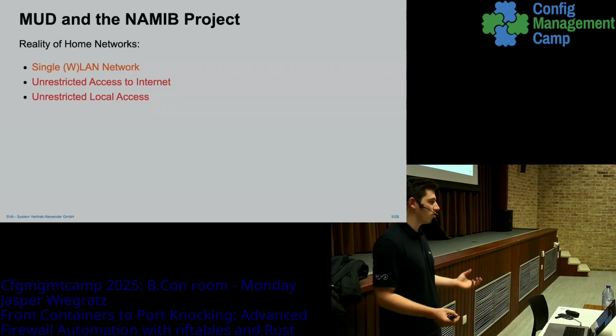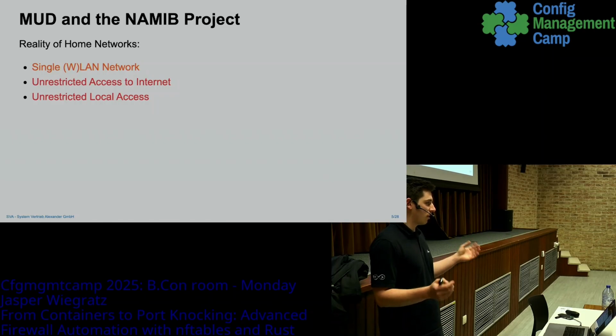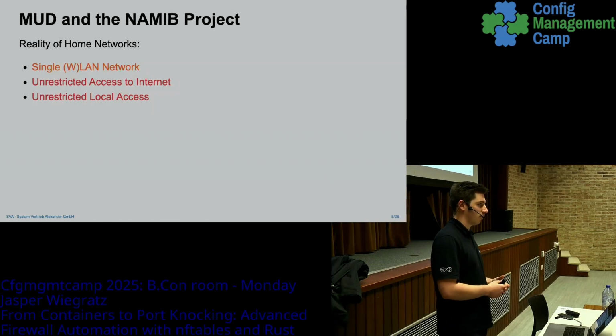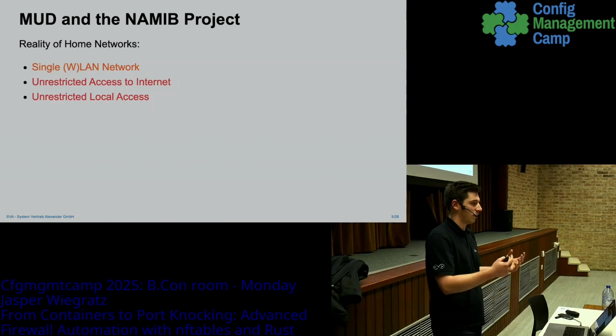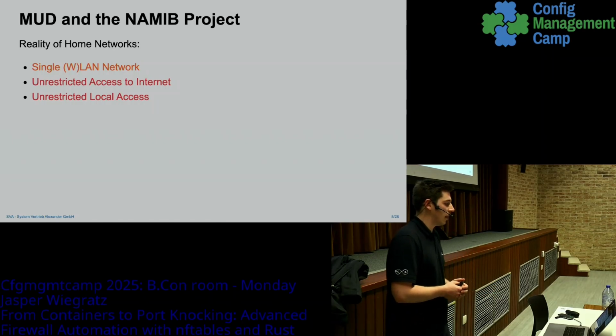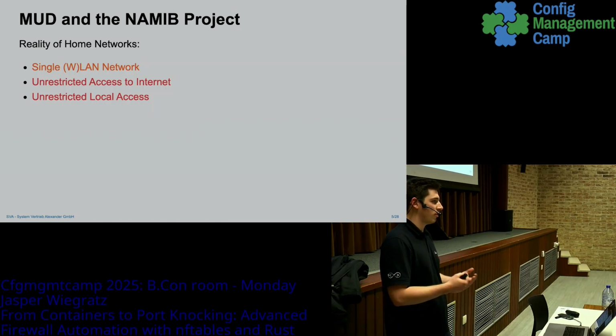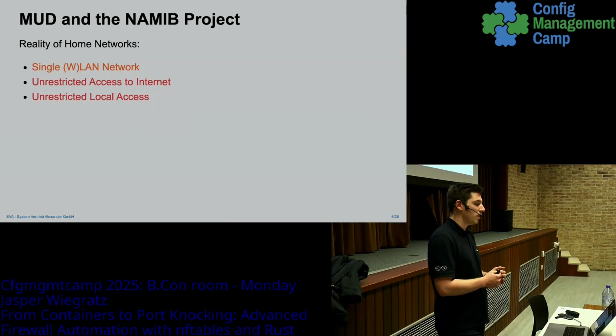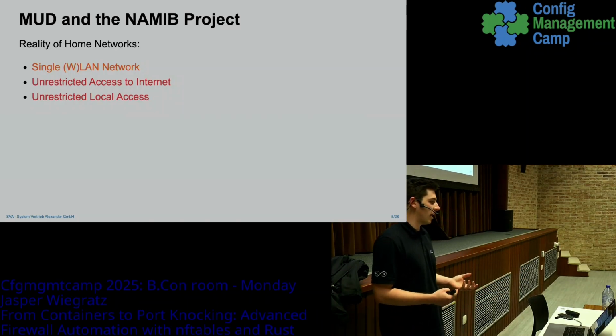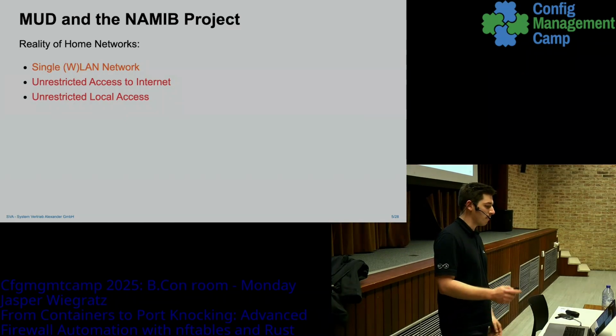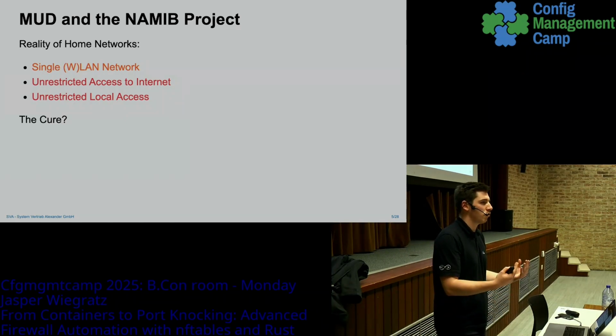You will have multiple smart dishwashers, smart washing machines, fans, smart TVs, whatever. These devices can be compromised. They have old firmware. So it would be great if not everything had unrestricted access to the internet and unrestricted local access. You don't want your outdated smart TV talking to your fans, for example. Bad things could happen. So what would be the cure for that?